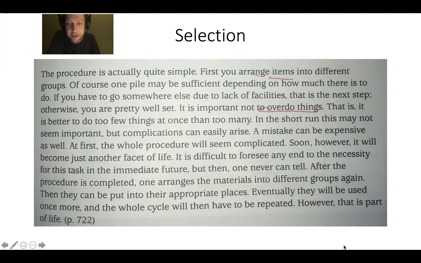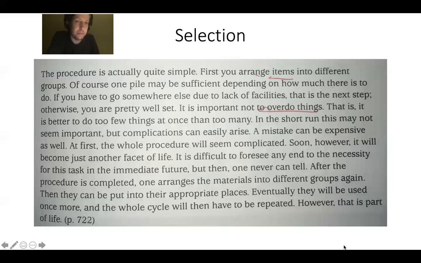First, you arrange the items, that's referring to clothes, the laundry, into different groups. One pile may be sufficient depending on how much there is to do. All this stuff makes sense. It makes a whole lot more sense when you think about it in terms of the schema of doing laundry.